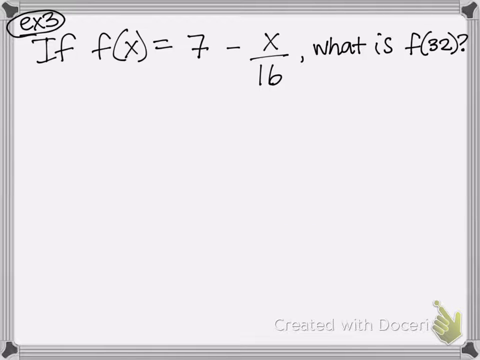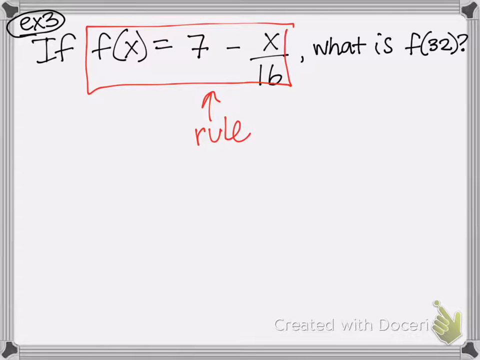Okay, so this problem is very similar to the ones that we've been doing, just a little bit differently worded. It's going to give us a function. It's going to tell us that f of x, or the Francine function, follows this rule: 7 minus x over 16. Then it's going to ask us to evaluate for a particular x. So when we plug it in, we're just going to say f of 32. We're trying to find out where the function is when x equals 32. So anywhere we see x, we're just going to replace the x with a 32.